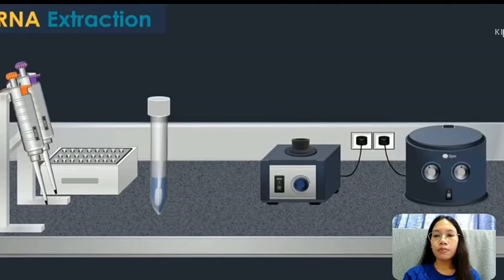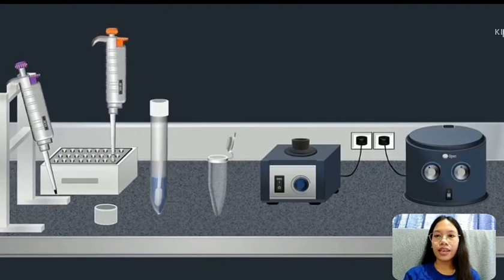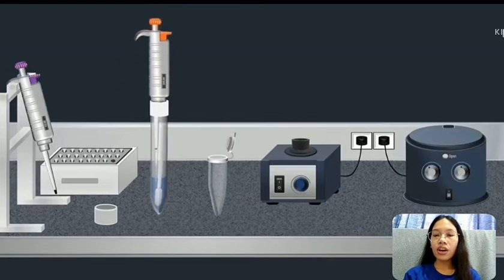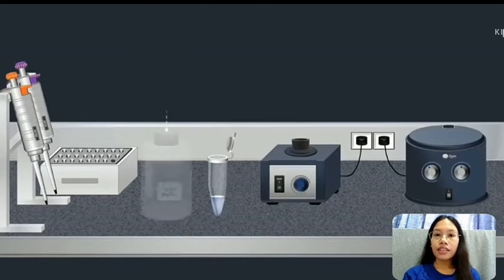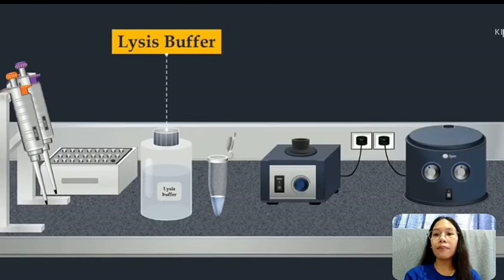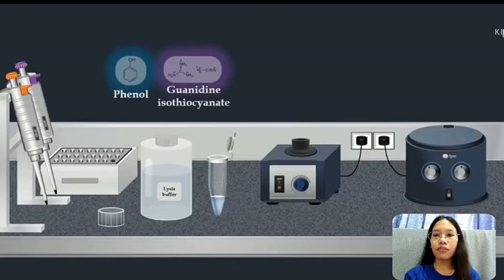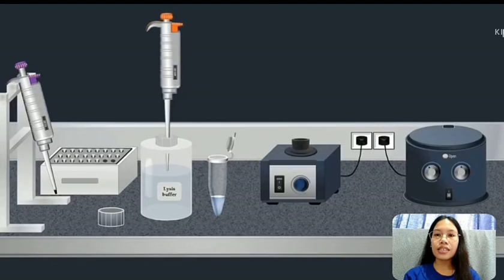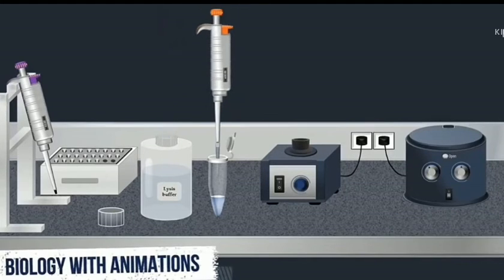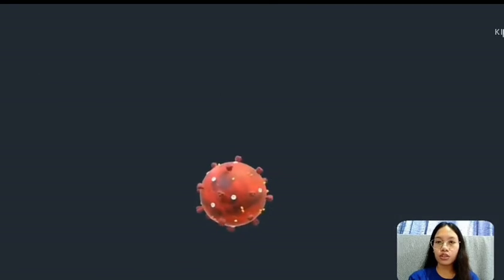To perform this RT-PCR method, basically, viral RNA should be extracted. So to extract the viral RNA, a commercial kit is used. Then, the extracted sample is first added into the microcentrifuge tube. Then, lysis buffer is mixed in. This buffer is highly denaturing. So once the lysis buffer is added, the tube is mixed by pulse-vortexing and incubated at room temperature.